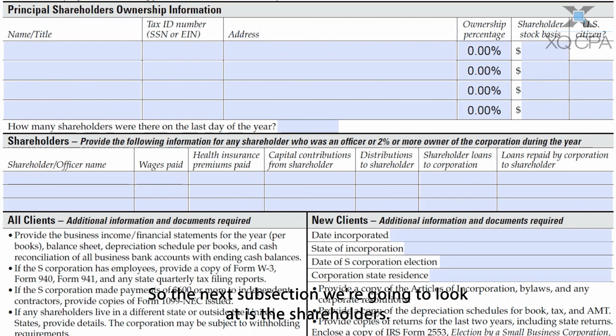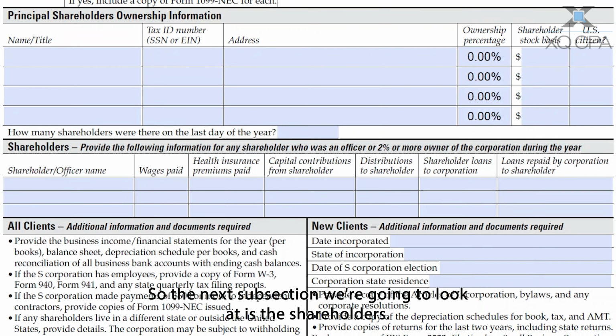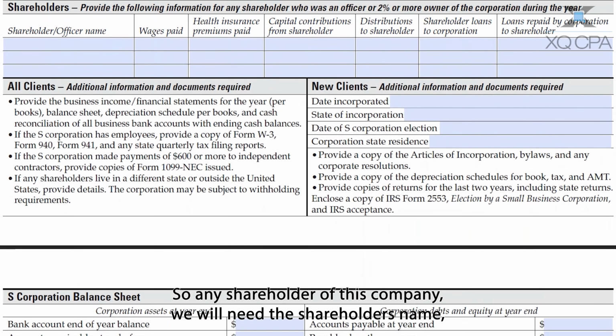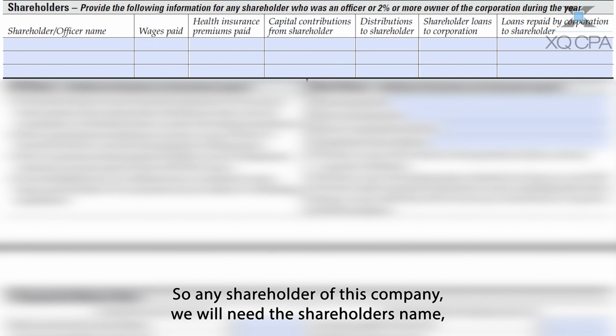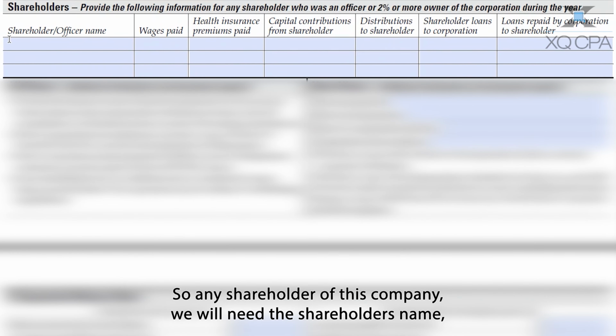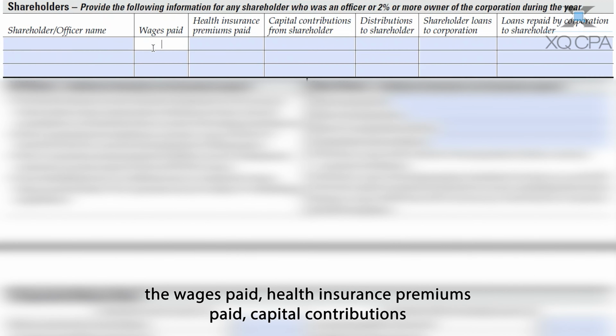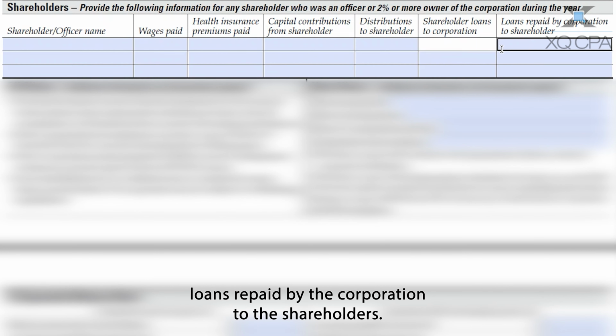The next subsection we're going to look at is the shareholders. For any shareholder of this company, we will need the shareholder's name, the wages paid, the health insurance premiums paid, capital contributions for any shareholder, distributions to the shareholder, shareholder loans to the corporation, and lastly, loans repaid by the corporation to the shareholder.